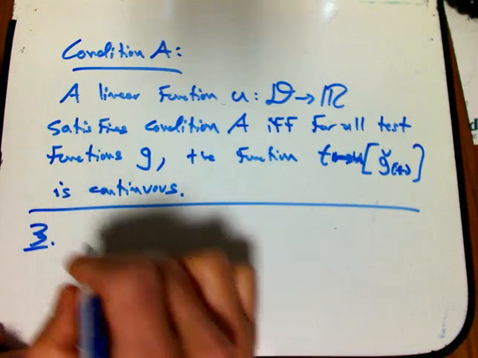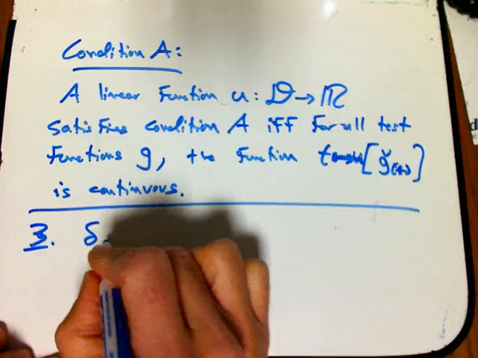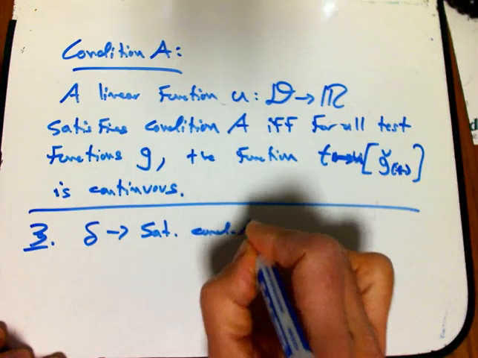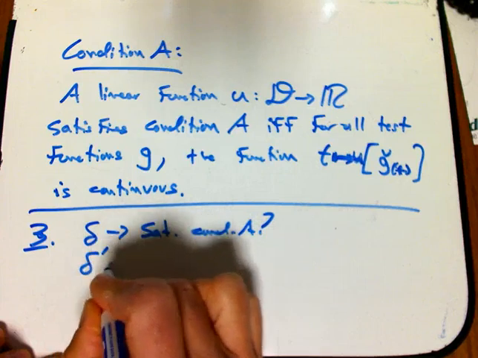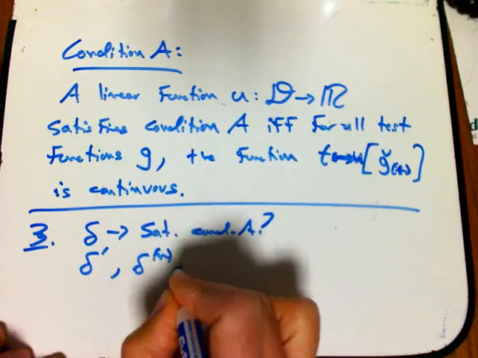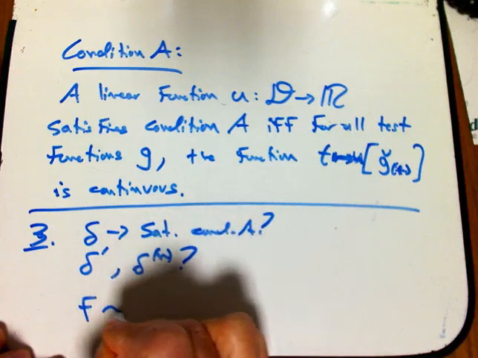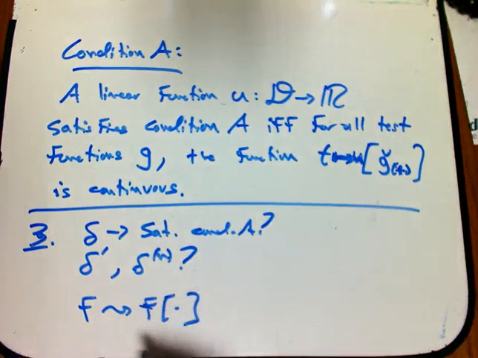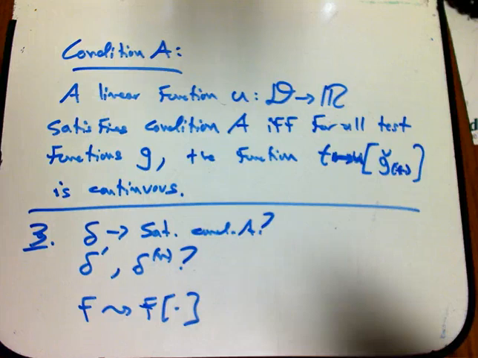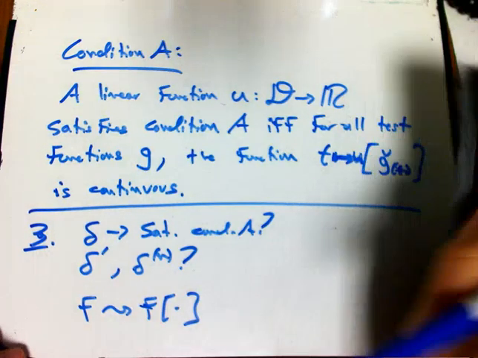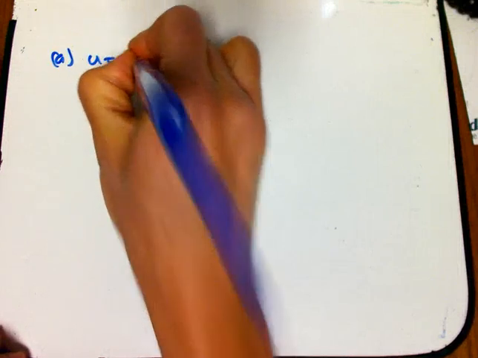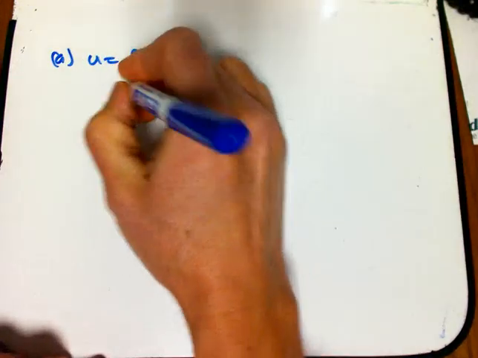And so we'd like to check for a delta function, does this satisfy condition A? What about delta prime, or more generally an nth derivative of a delta function? And what about a function f considered as a distribution, when you think of it as something that you integrate against? Okay, so part A is checking this for a delta function. This is really, really easy.